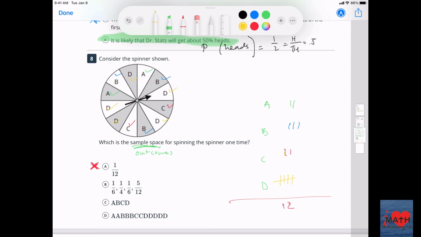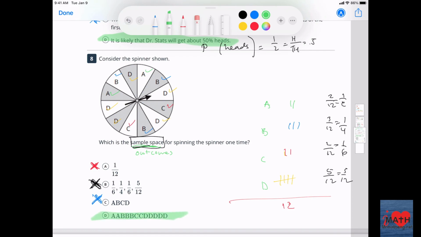Okay, what's the next one? 1/6, 1/4, 1/6, and 5/12. Well, those actually represent the probabilities of these, right? So look over here, this would be 2 out of 12, 3 out of 12, 2 out of 12, and 5/12. So if you reduce those, you'll get 1/6, 1/4, 1/6, and 5/12. So these are the probabilities of each of those, but again, we're looking for a sample space. These are all the choices, but this is not the sample space. The sample space is just everything that can happen, and that would be choice D.